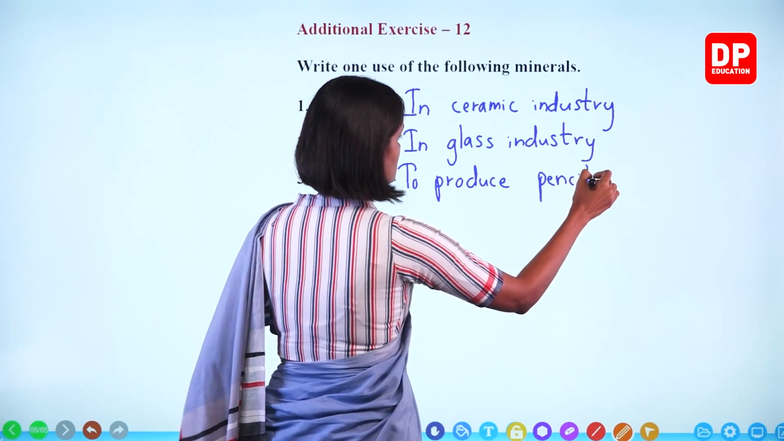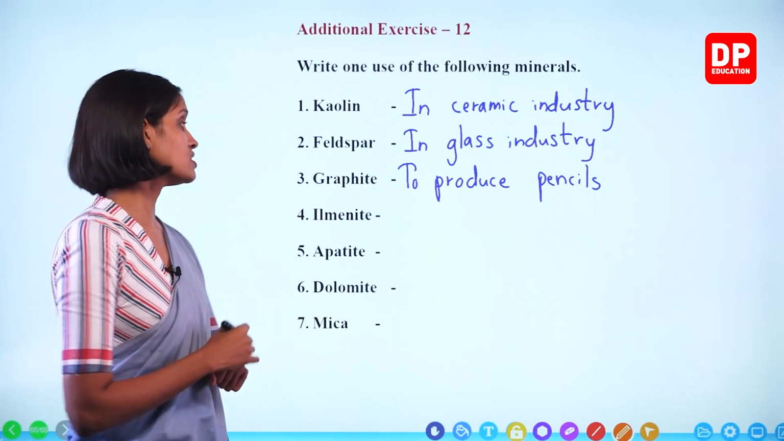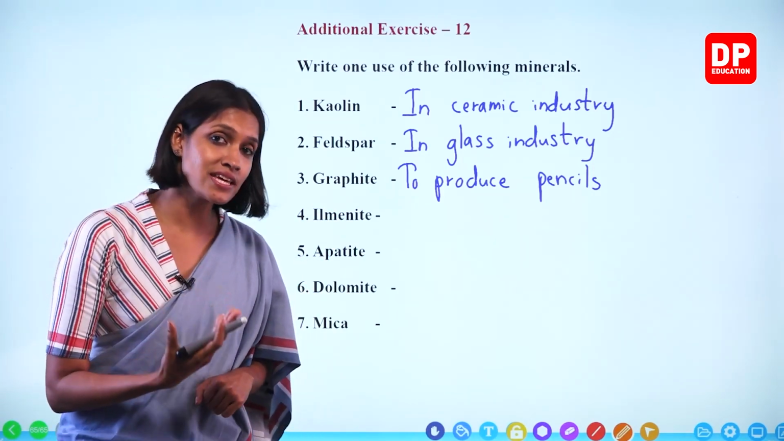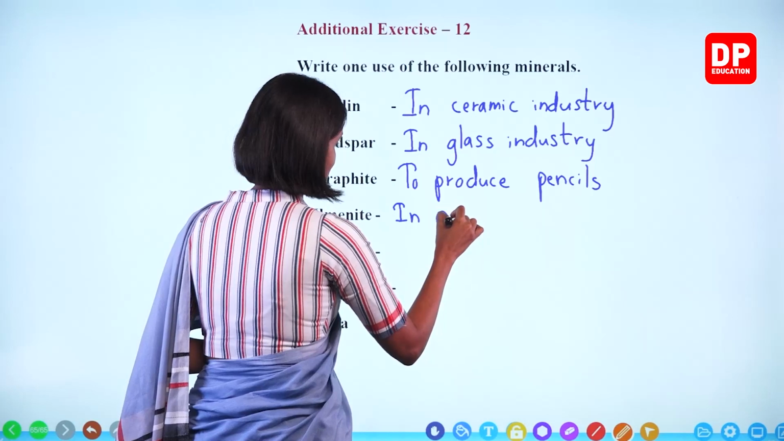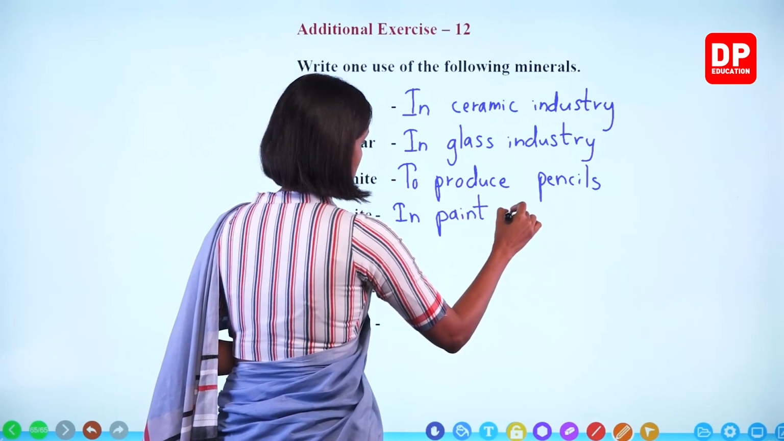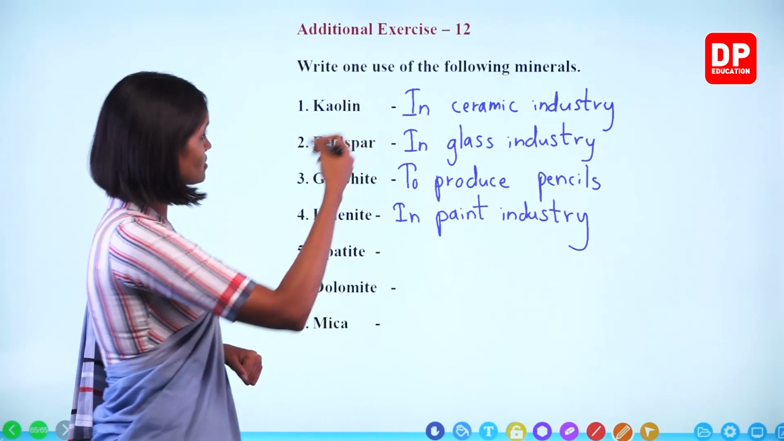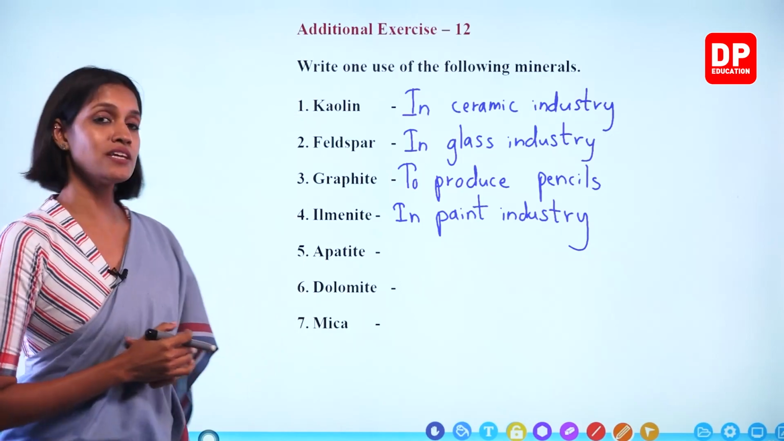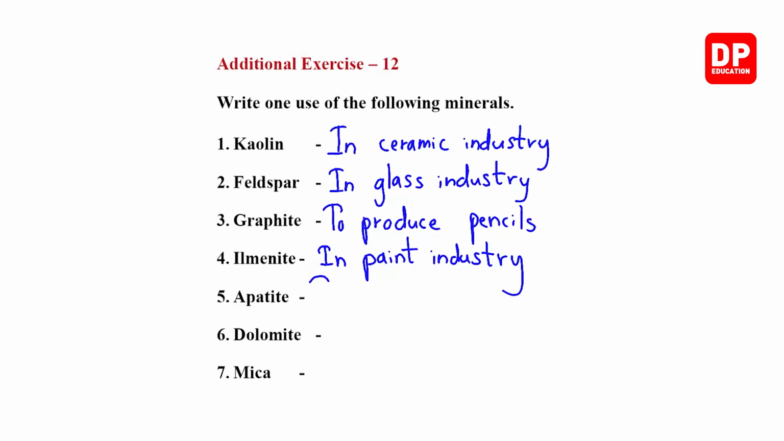Right, ilmenite. Ilmenite is used in the paint industry to get titanium. Okay, right. In paint industry. We have to write only one use, okay? Apatite. Apatite is a common material used to produce fertilizers, right? To produce fertilizers.